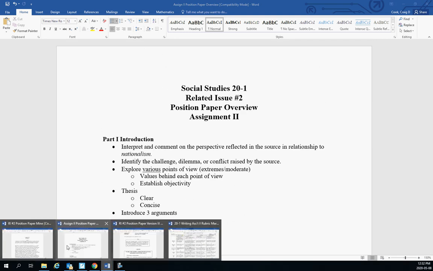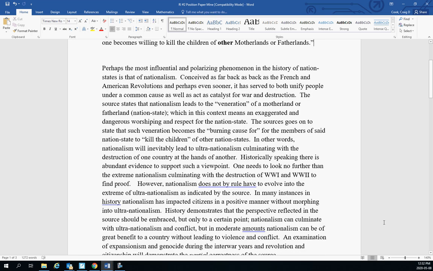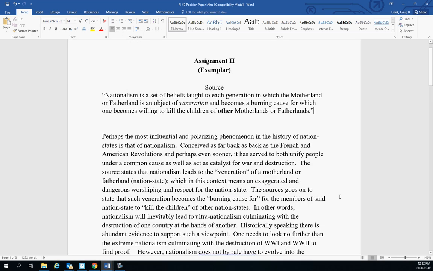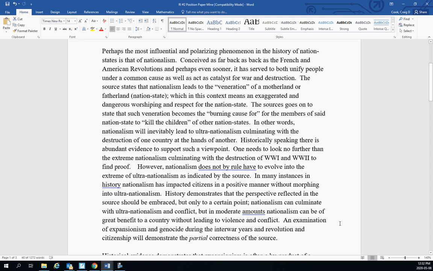Last thing I'll show you is a sample position paper. And again, this will be on D2L under the position paper tutorial. Different source, mind you. So different source for this paper, but it's in the same vein as we're doing. And this would have been a paper that got an excellent mark. So there's the first paragraph. There's the introduction. I really like it.